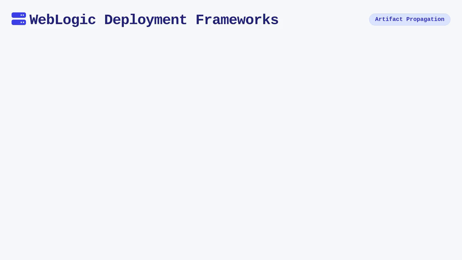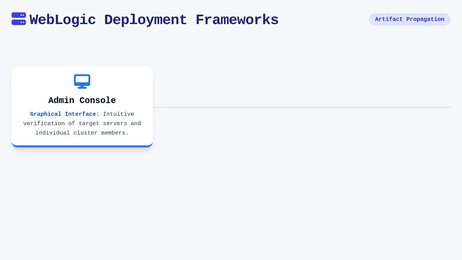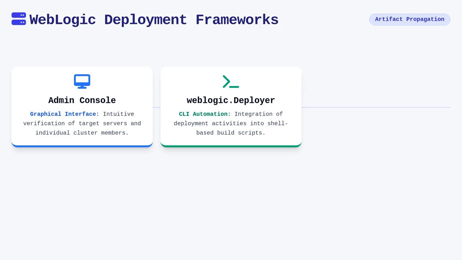Once we have our archives prepared, we must utilize the administrative frameworks provided by WebLogic to move them onto our target servers. The WebLogic Administrative Console provides a graphical interface that is often the starting point for most administrators, as it allows for intuitive verification of target servers and individual cluster members. Beyond the GUI, the WebLogic Deployer tool remains a staple for CLI-driven automation, enabling you to integrate deployment activities directly into your shell-based build scripts.